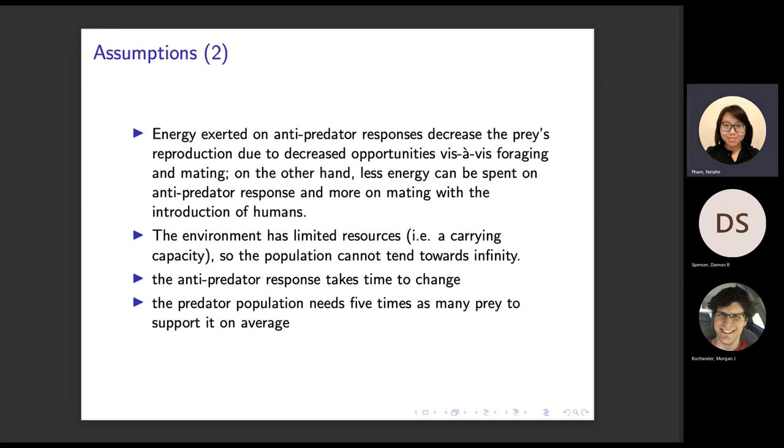Next is about the environment. We assume that the environment has limited resources, or a carrying capacity, so the population cannot tend towards infinity. The anti-predator response takes time to change. And lastly, the predator population needs 5 times as many prey to support it on average.